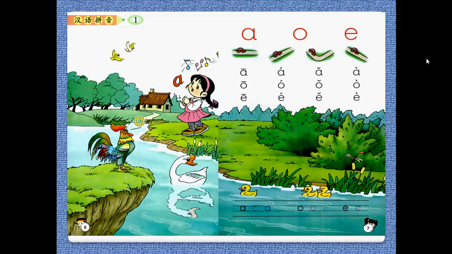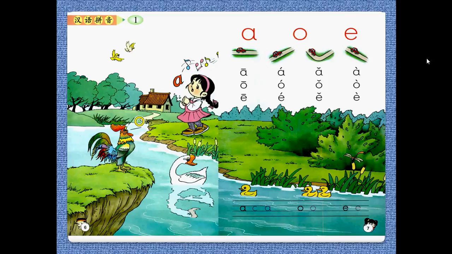So, you can see there is a girl. She's singing a song like "a". Like in English it is a, but please don't mix them together. So just read after me.